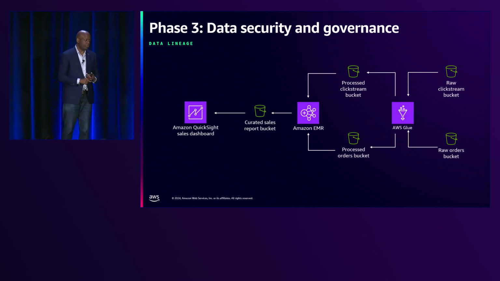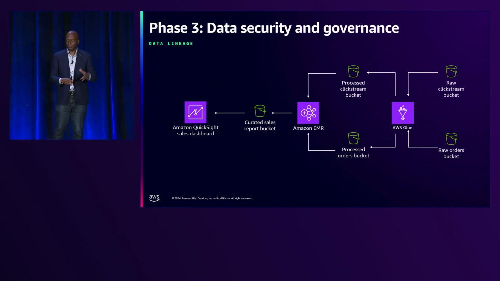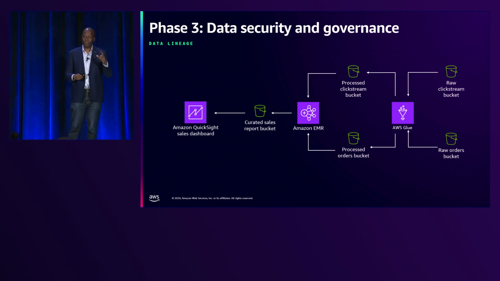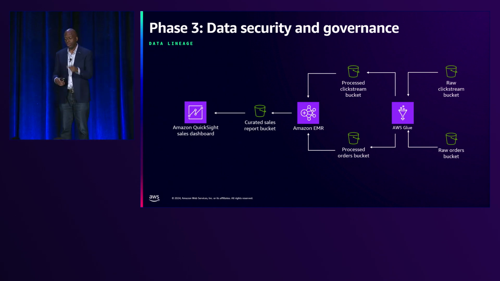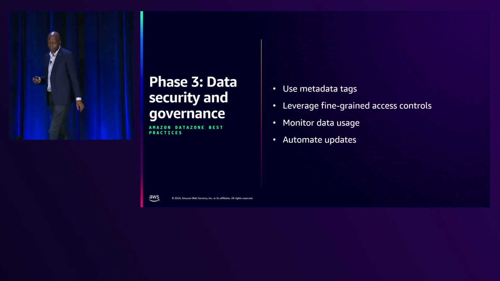Well, if you're using Amazon DataZone to manage your data, we actually have that built in. As we move our data through the raw, processed, curated tracks that Carl was talking about earlier, we can actually tell you not only where the data came from, we can tell you why it ended up in that place. So now we can go from an Amazon QuickSight dashboard all the way to the raw orders bucket and the clickstream bucket that it came from.